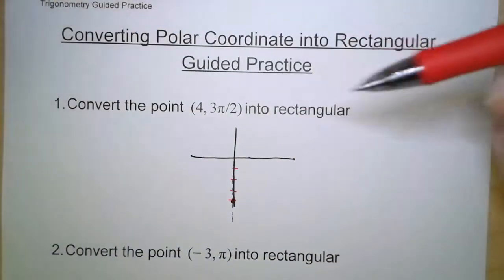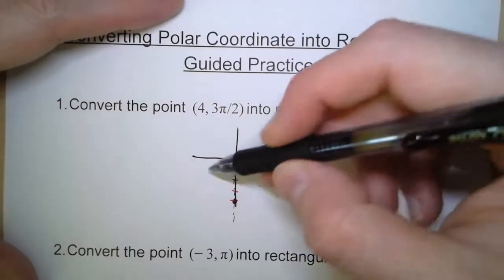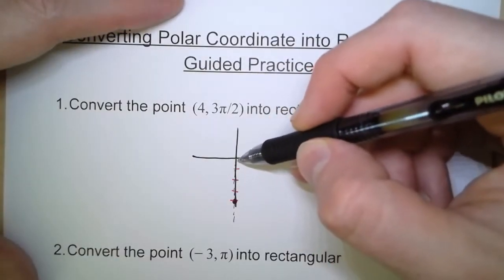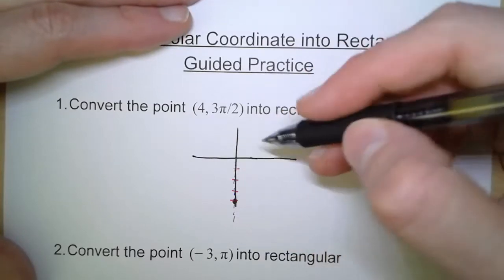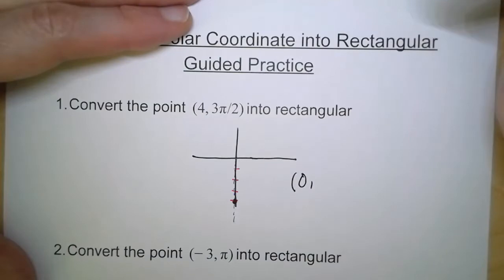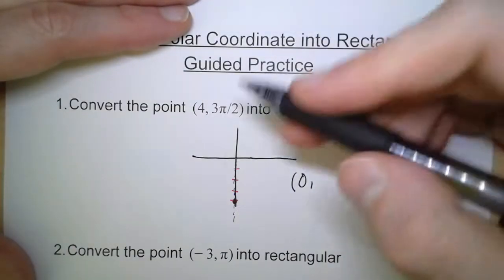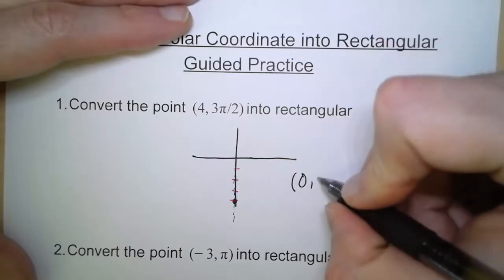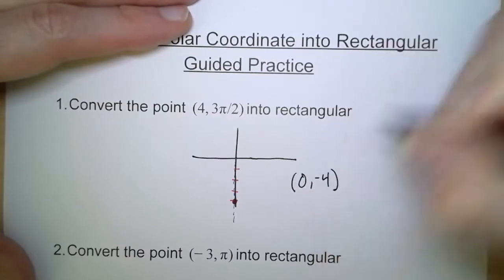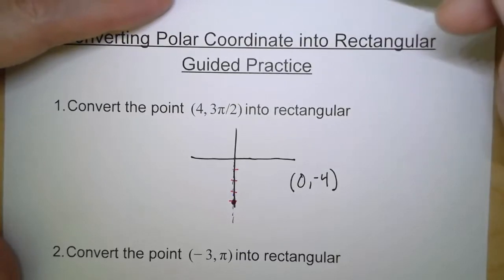Now the question is, if we want it in rectangular, what we want to know is how far to the left or right of the origin is this? Well, for this one, it's neither to the left nor the right. So that means our x-coordinate is 0. And then we want to know how far above or below the origin it is. Well, this is 4 units below. So that means our rectangular coordinate is 0, negative 4.